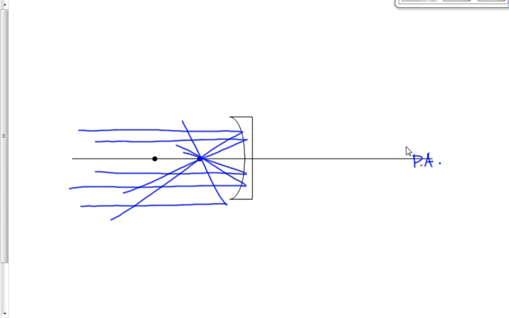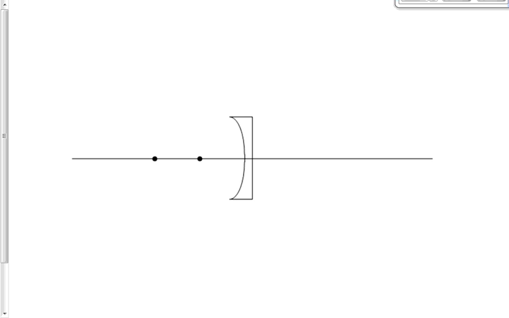What do you call that one point? This one point right here where the rays converge. It's called the focal point, yeah. What's this point out here? What's the significance of that? Yep.